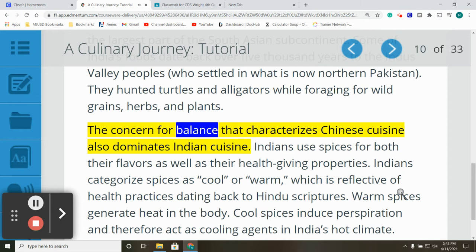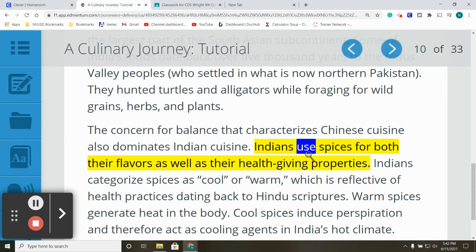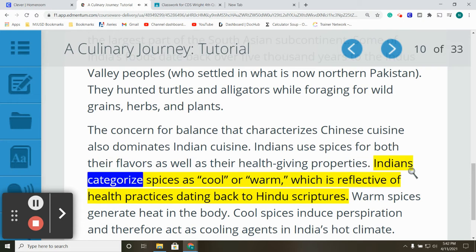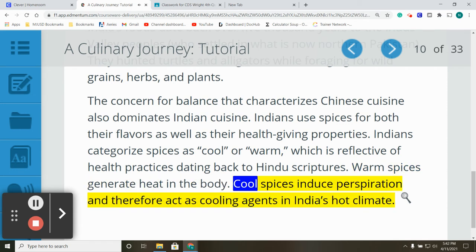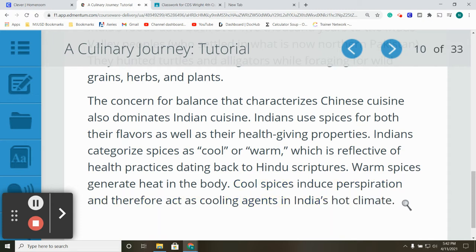The concern for balance that characterizes Chinese cuisine also dominates Indian cuisine. Indians use spices for both their flavors as well as their health-giving properties. Indians categorize spices as cool or warm, which is reflective of health practices dating back to Hindu scriptures. Warm spices generate heat in the body. Cool spices induce perspiration and therefore act as cooling agents in India's hot climate.